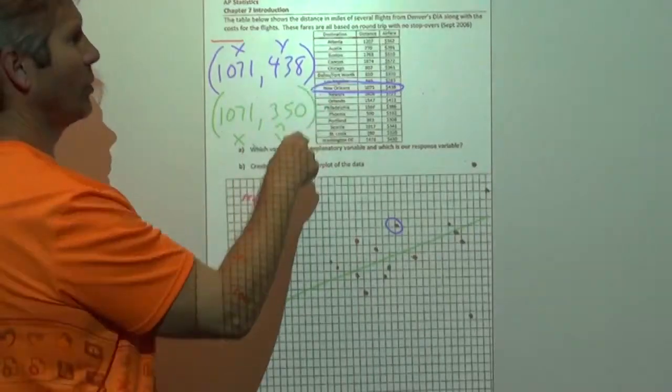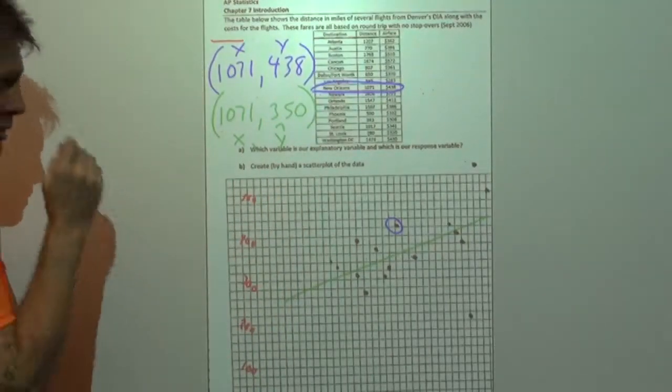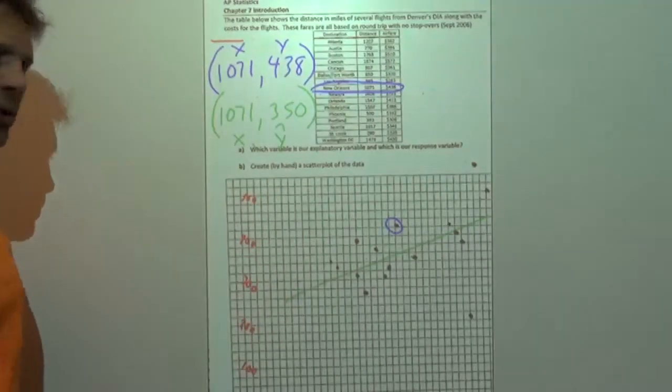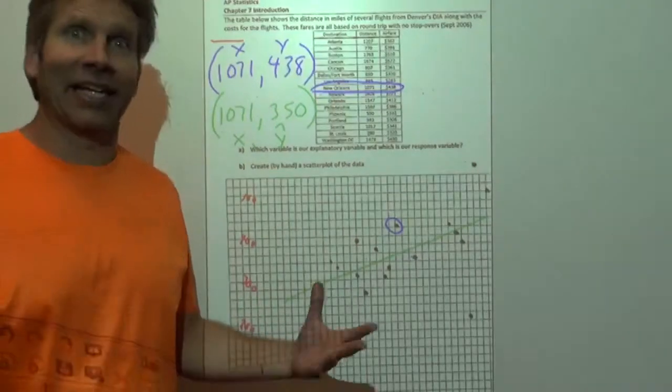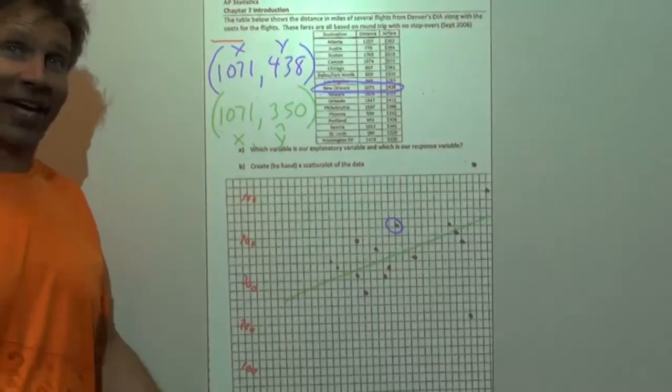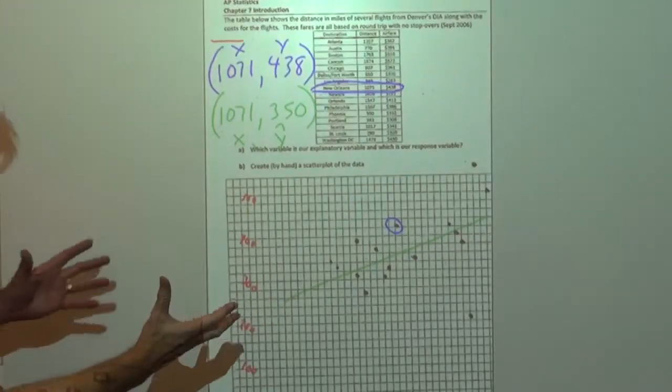Let's say we want to go to New Orleans and we want to know the average price that we'd have to pay. Maybe we're going down there and we're going to cage alligators. So it's like, hey, we're Cajun, let's go to New Orleans. So that's where we're headed.